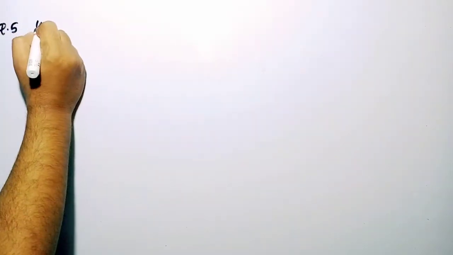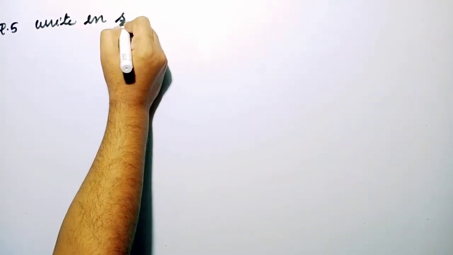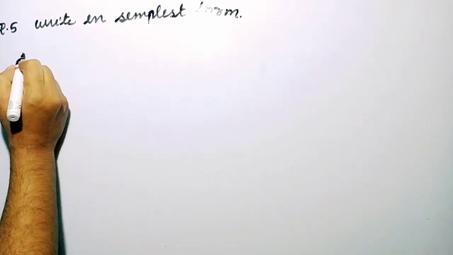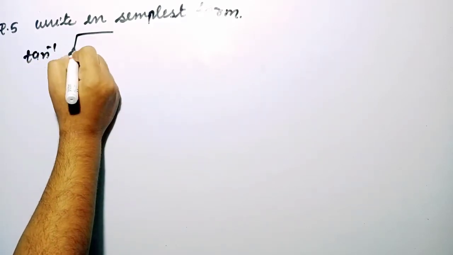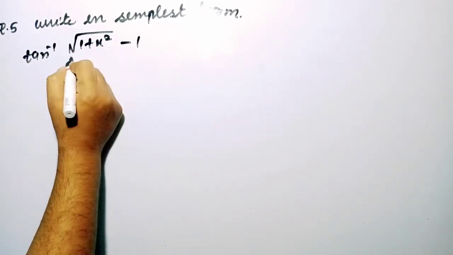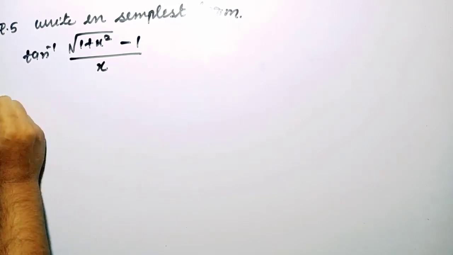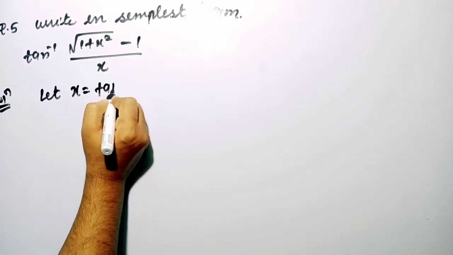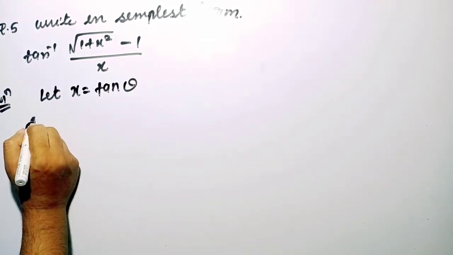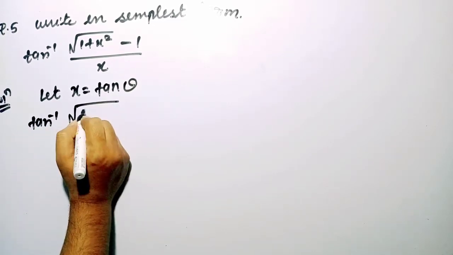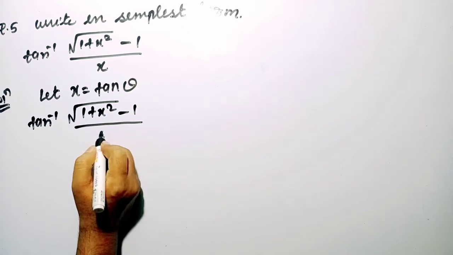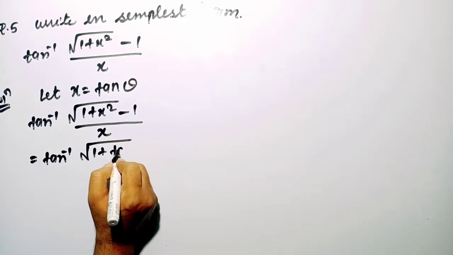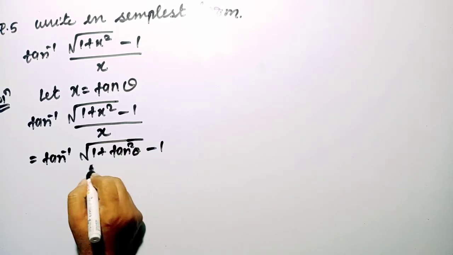Okay, now moving to the next question. Here we are considering question number 5 of exercise 2.2. Write the simplest form of the given equation. So tan inverse of square root of 1 plus x square minus 1 divided by x. So students, here we are considering x is equal to tan theta, because we know that 1 plus x square, this is like a 1 plus tan square, so it will be equal to sec square. So students, here we are considering x is equal to tan theta, so 1 plus tan square theta minus 1 divided by x.